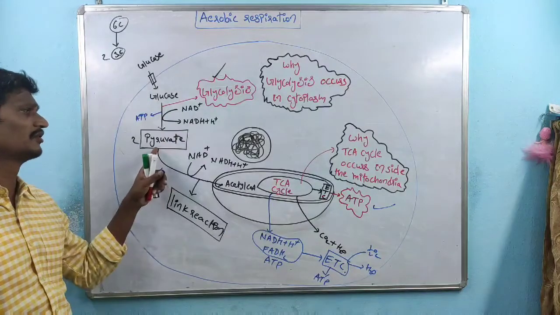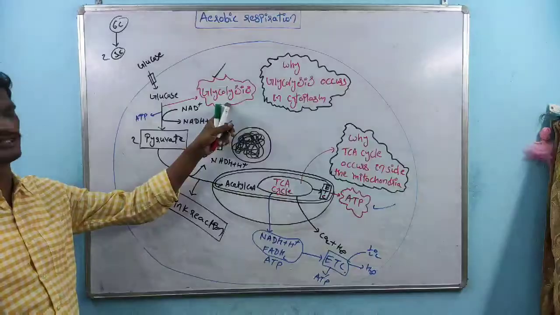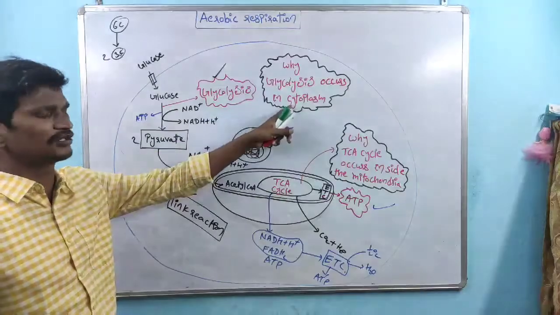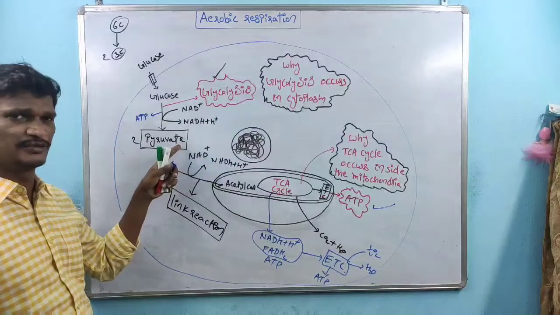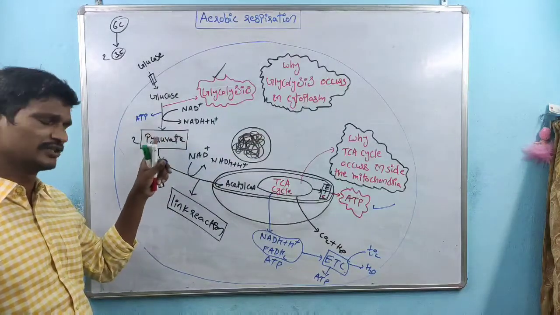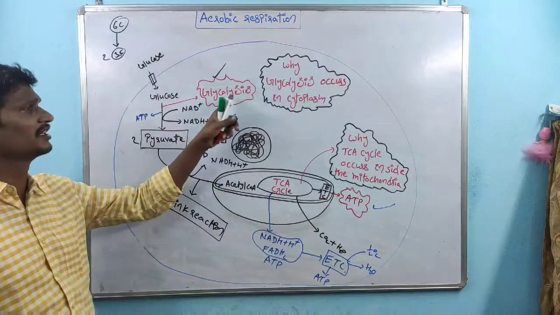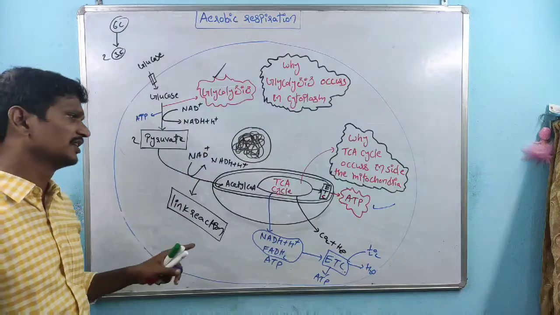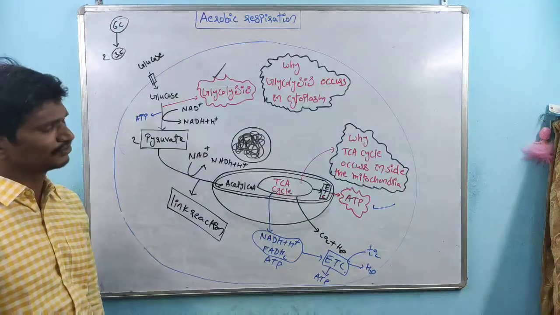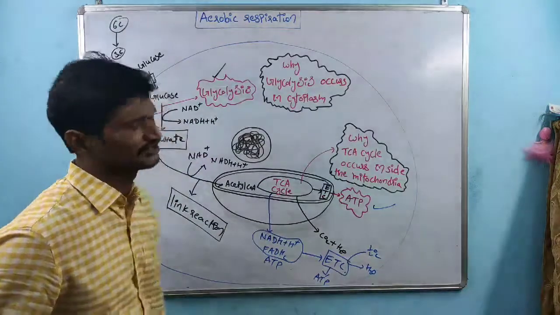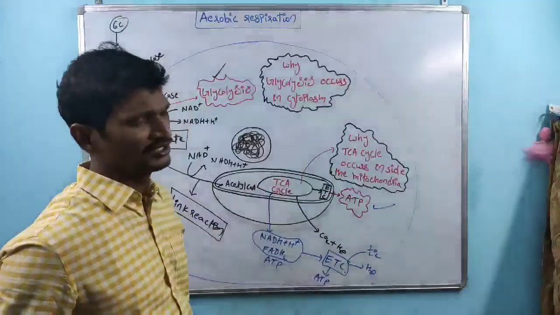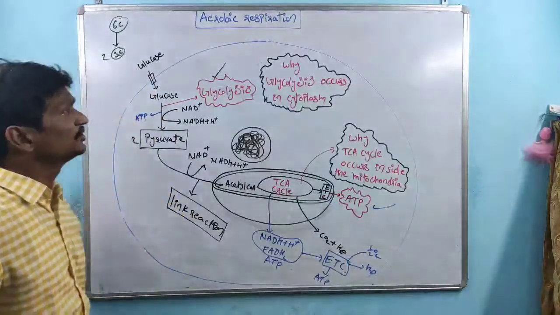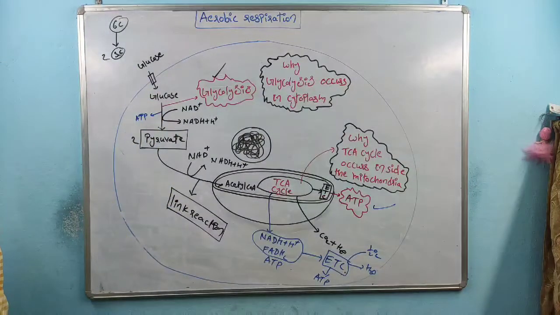So glucose is converted into pyruvate. Glycolysis occurs only in the cytoplasm because the enzymes involved in glycolysis are present only within the cytoplasm. The TCA cycle occurs only inside the mitochondria because the enzymes are only available inside the mitochondria. So this is about the aerobic respiration process.